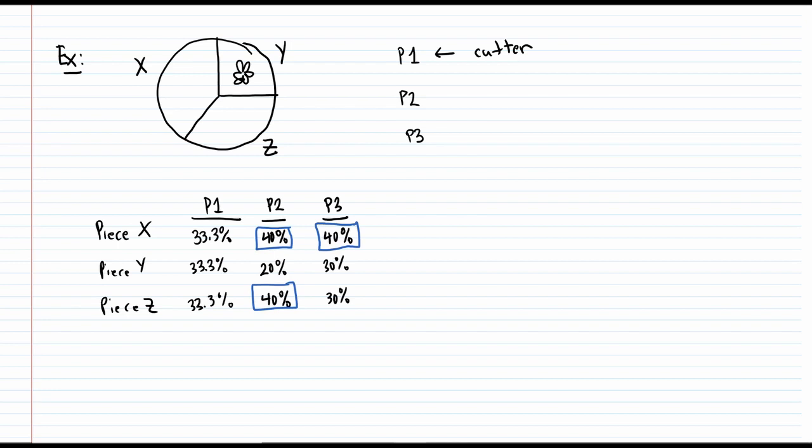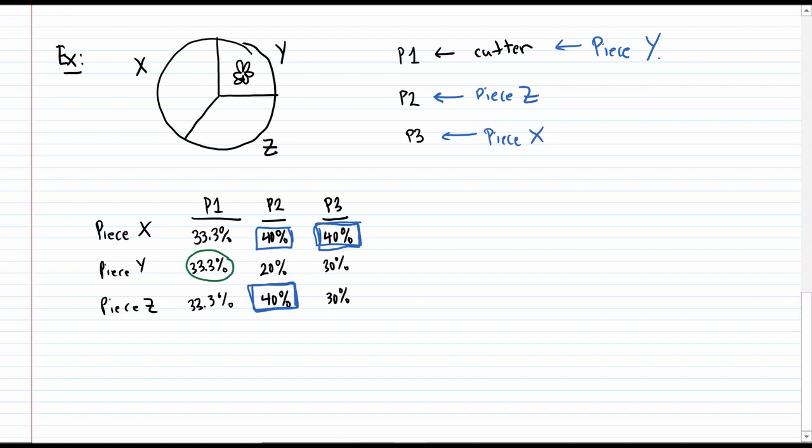Because even though they do both approve of X, there's at least one piece that player 2 likes that player 3 doesn't like, and that's Z. So piece Z will just go to player 2. That way, it frees up piece X to go to player 3. And finally, player 1 is left with piece Y. And if we look, everyone is happy.